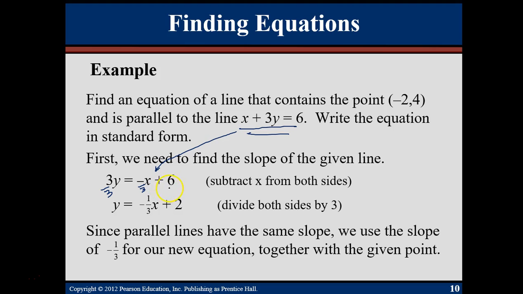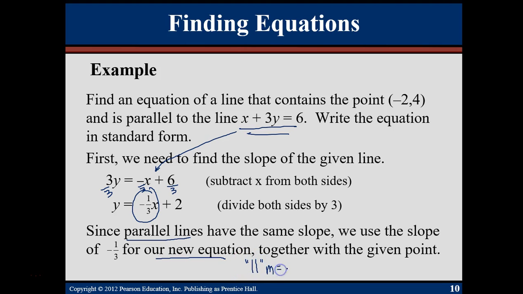And I get negative 1/3, so negative 1/3 x, and 6 divided by 3 is a 2. Now I can pull my slope, and the slope is negative 1/3. If I want the lines to be parallel, the slope for the new equation must also be negative 1/3. That gives me my parallel slope. The symbol for parallel looks like two L's.